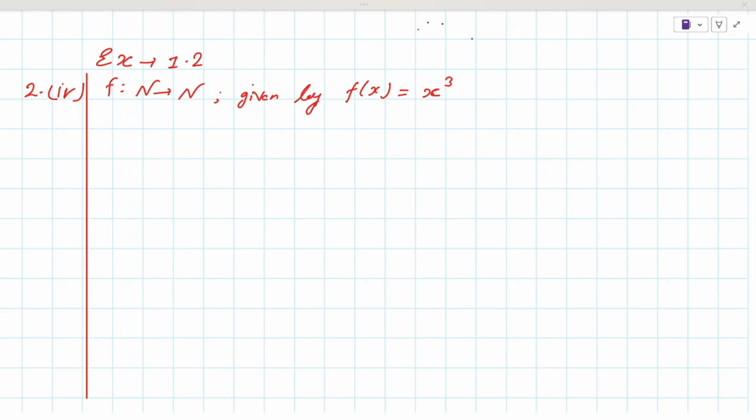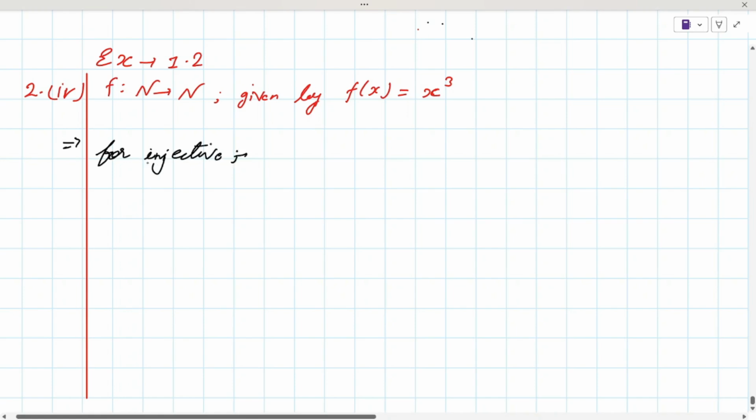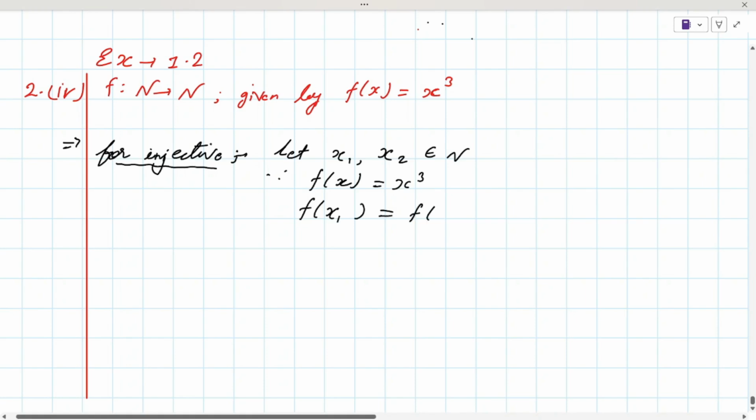First here we will do for injective. Okay, is it clear? As here we will let two elements, let x1, x2 belong to N. Since the function is given, f(x) is equal to x cube. So here we will let f(x1) is equal to f(x2).